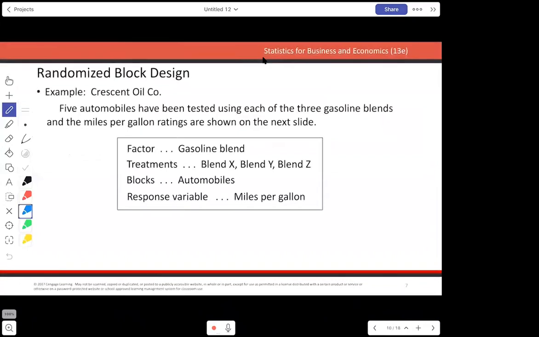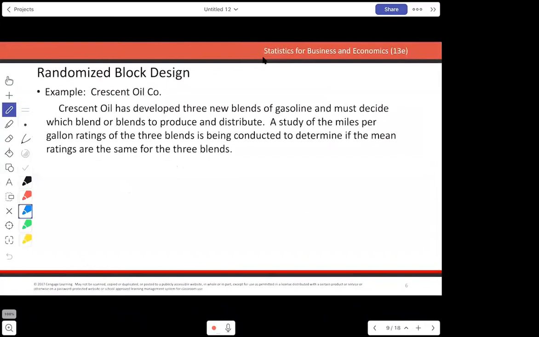And then let's see how we can set it up. So let's read this example right there. Crescent Oil Company. Crescent Oil has developed 3 blends of gasoline. Now notice they like to use 3. And I think it's because when you do 4, you have more work, 5, you have more work.